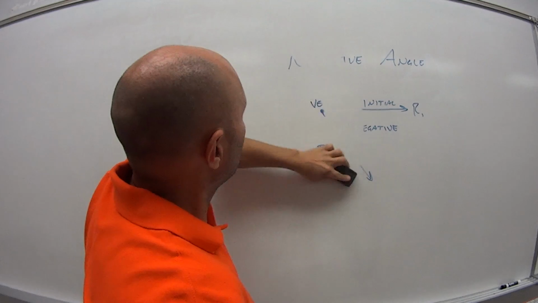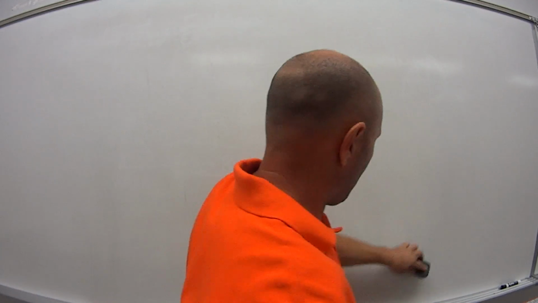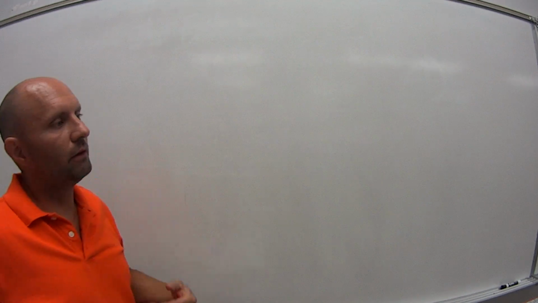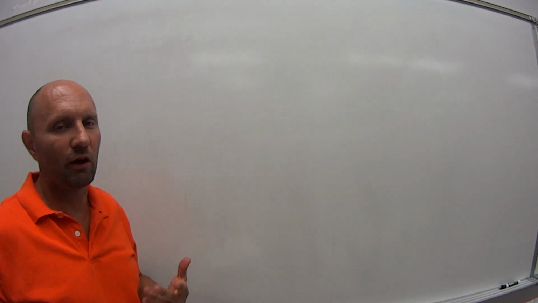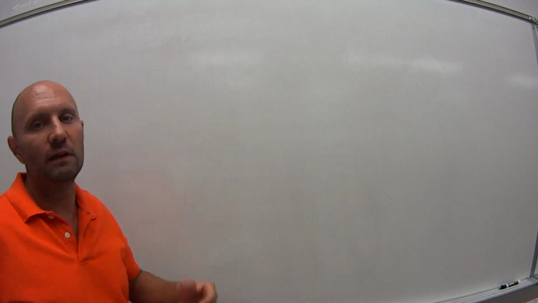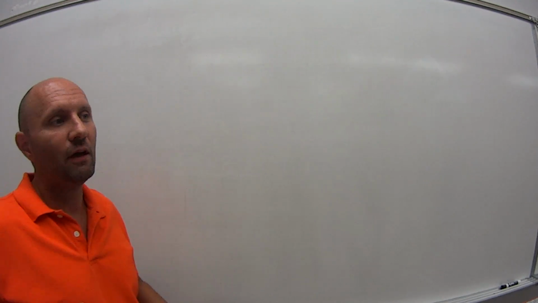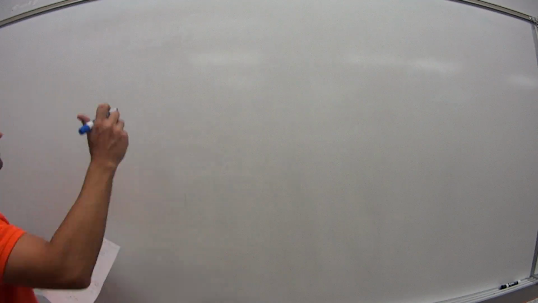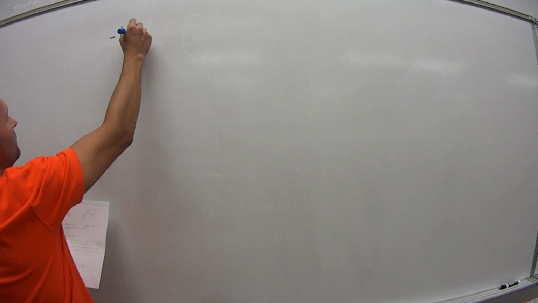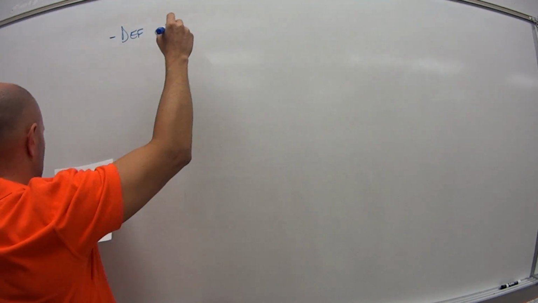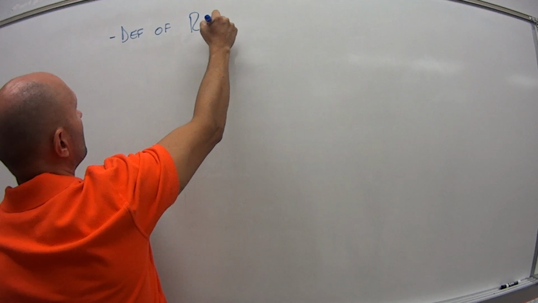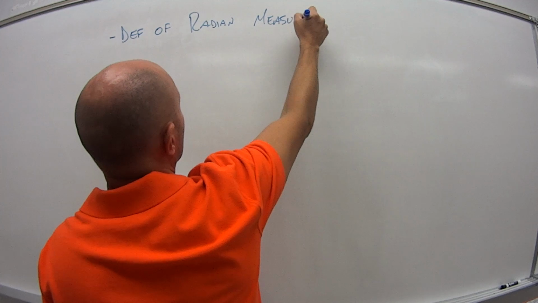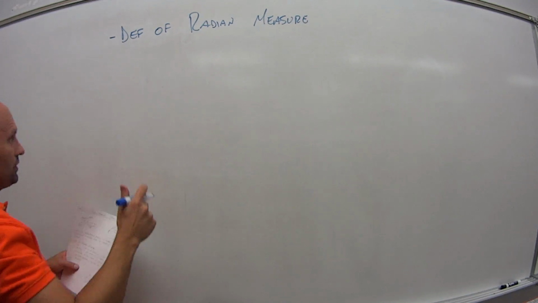Now you guys are probably used to talking about angles in degrees. But in calculus and other math type classes, you're going to be talking about radians. And hopefully you've been dealing with Chapter 5 enough that you're used to this discussion of radian measures and not degrees. So first, let's talk about a definition of a radian measure. And the definition is as follows.